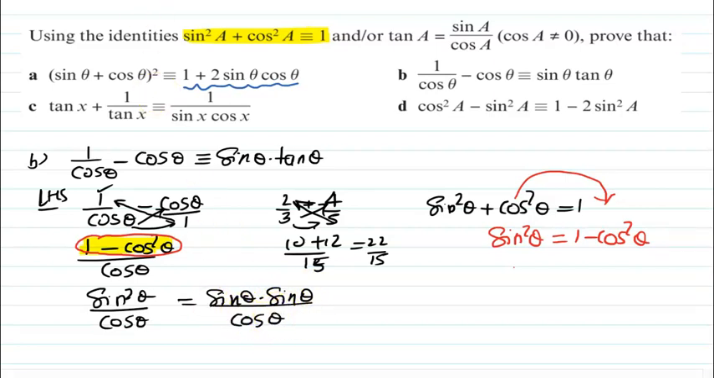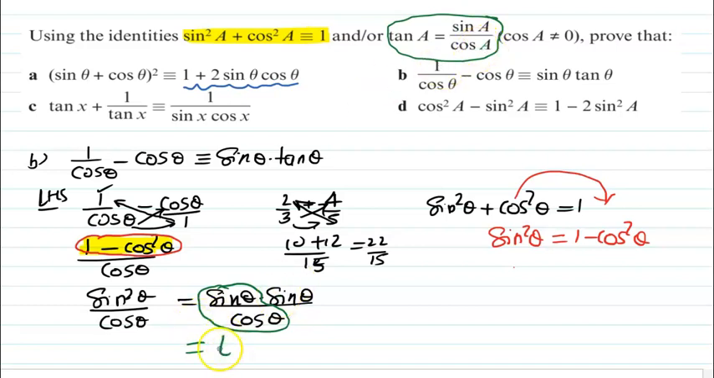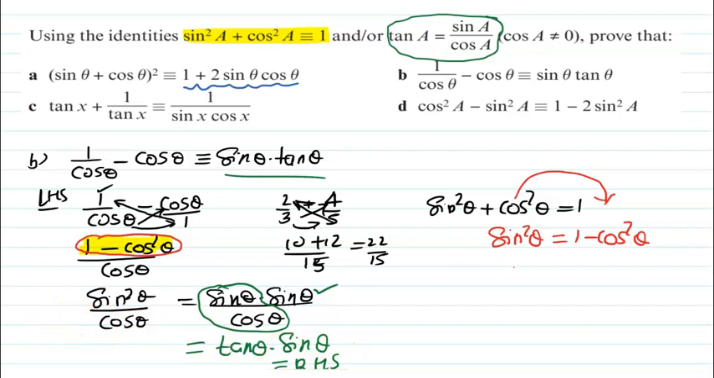Now you see, this sine theta over cos theta becomes tan theta. If it is sine A over cos A, it becomes tan A. Sine B over cos B becomes tan B. So here sine theta over cos theta becomes tan theta. What is left? Sine theta. So this is your right hand side, sine theta into tan theta. Okay, copy down, and if you have any problem, you can ask again.